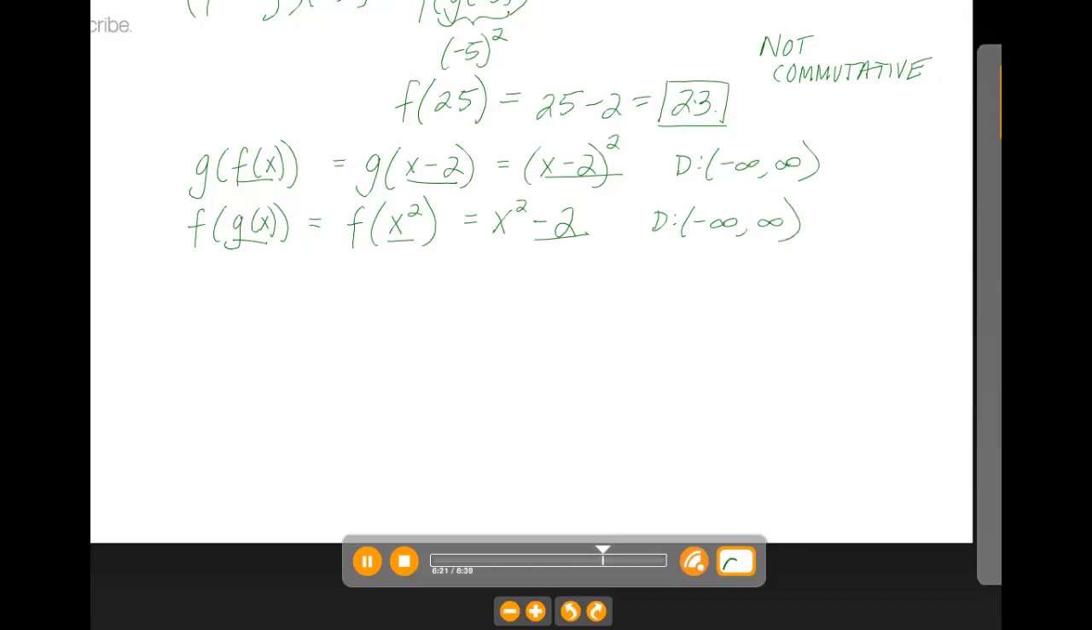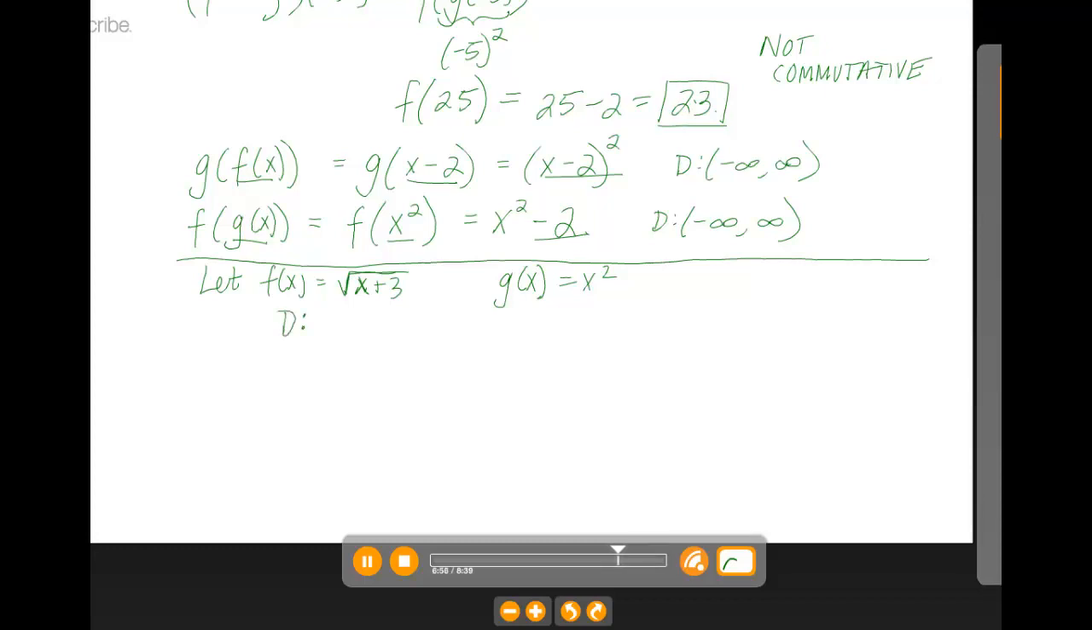Well, let's try this one. How about let f of x equal the square root of x plus 3. And let's let g of x equal x squared. And we know something funky is going to happen here because the square root function does not have an unrestricted domain. If we're thinking about these functions over real numbers, what's under the radical has to be non-negative, which means our domain for just f of x would be negative 3, including negative 3, up to infinity.